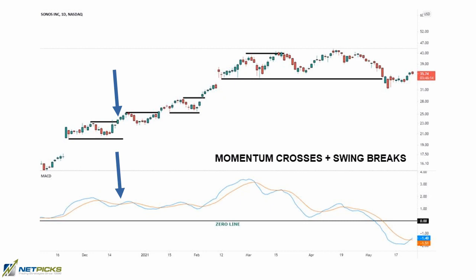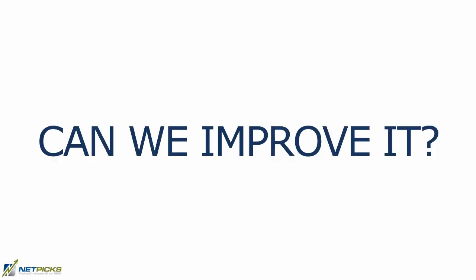When we see the cross on the MACD of the two lines, that shows us momentum to the upside. We will then use a buy stop order at the high of the candle that broke the swing high, or turn the indicator bullish when it crossed. Can we improve on that?